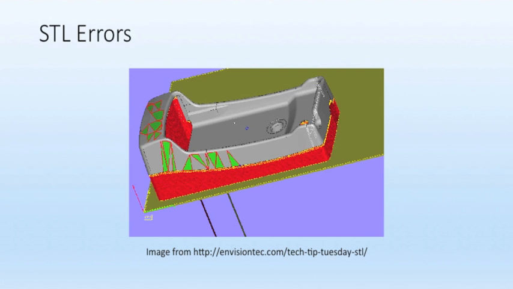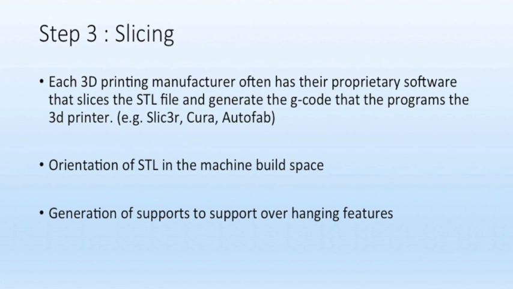So the third step would be the slicing of the STL file. Once you have the STL file, you have to slice it into individual layers. Each 3D printing manufacturer often has their proprietary software that slices the STL file and generates the G-code that programs the 3D printer. So this slicing creates this .gcode file, which gives the instructions to the 3D printer to move in the X, Y, and Z axis so that it can 3D print the part.